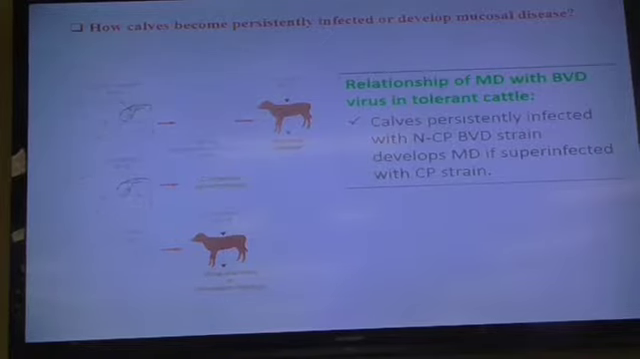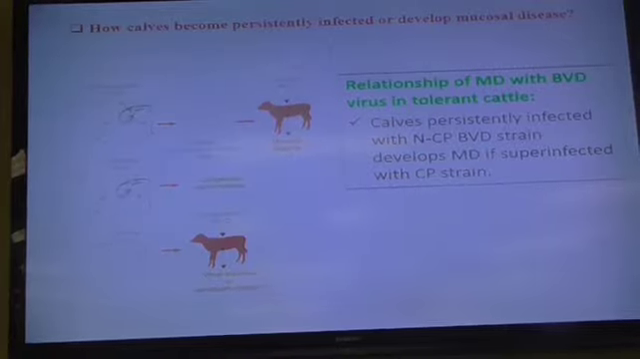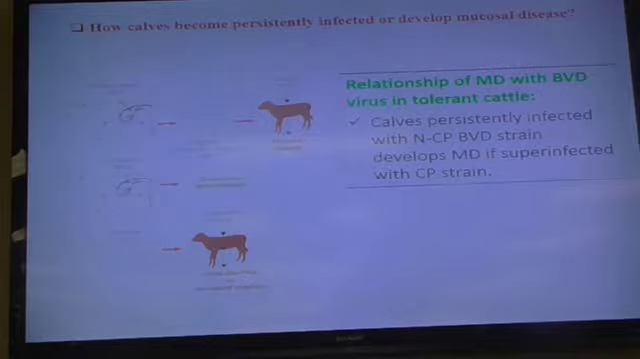So the non-cytopathic virus, if it infects a pregnant animal's embryo, will result in a persistently infected calf. But if this persistently infected calf is then infected with the cytopathic virus, this will cause mucosal disease. So mucosal disease can occur only when the two biotypes infect, the embryo earlier and later on the newborn calf.